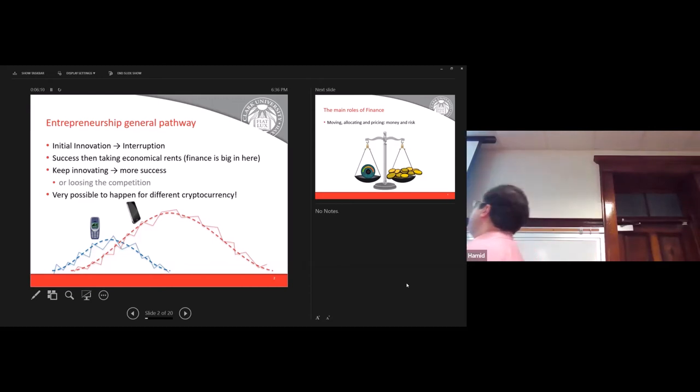And finance usually has a big role when companies focus on economic rents. So most of your finance equations come in the DeFi systems. If you are looking for a big return, usually the companies focusing on economic rents are not good cases.